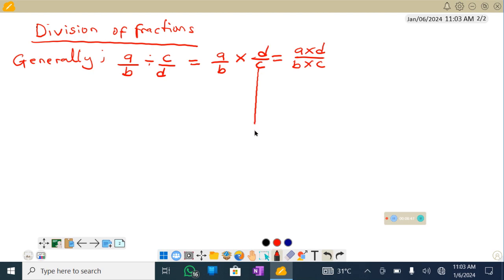So let's divide our board this time. Oh, I thought the line is going to be straight. Okay, let's solve examples.